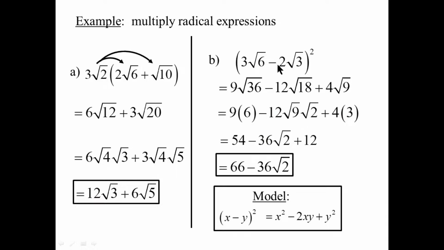Squaring a binomial. Let's look at it again. Square the first term, 9 root 36. Double the product, minus 12 root 18. And then on the end, plus 4 root 9. And then from here we have to simplify. 3 times 4 is the 12. 9 times 6 is the 54. And root 18 broke into 9 times 2 is 18. Root 9 is 3. And 3 times 12 is this 36. Join these two outside terms together, we have our result.